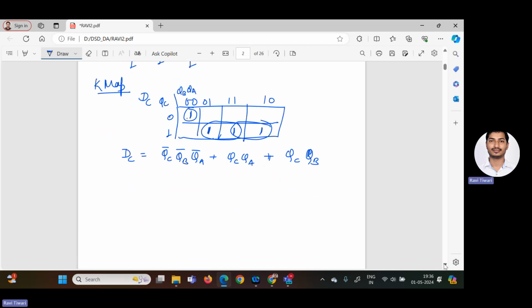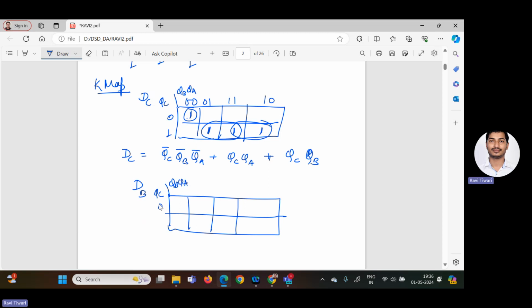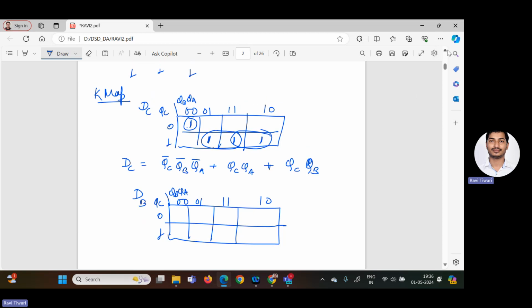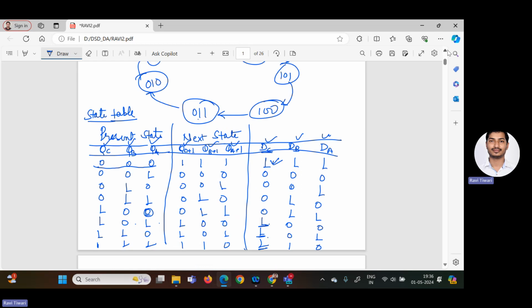Similarly, we have to make the K map for DB. For DB also, we have to make the 3 variable K map because here also the inputs are the same. That is QC, QB, and QA. 0 1 0 0 0 1 1 1 1 0. It's also following the gray code, right? So now wherever your function value of DB is 1, for that you write down 1 in the K map.